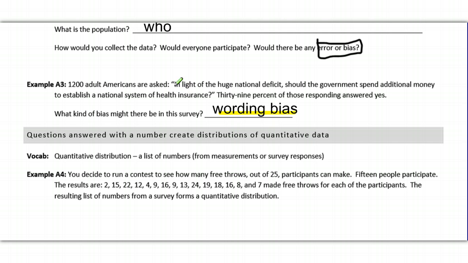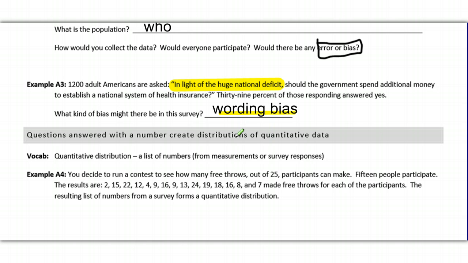In light of the huge national deficit, that doesn't really add anything to clarifying the question. What it does do, though, is it forces you to think in a certain way to say, oh, well, our government is spending too much money. So given that our government spends too much money, is it a good time to establish a national system of health insurance? Well, probably not.